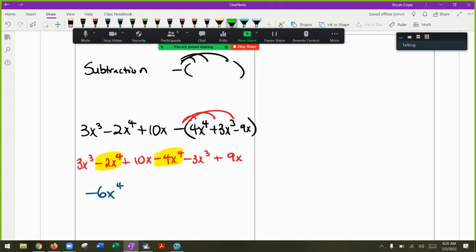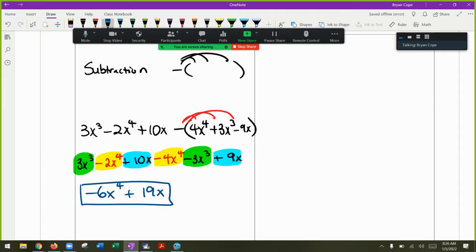Next one, we would combine these two, the 3x to the third and the negative 3x to the third. So that's a unique case where those are just going to go away, right? 3 minus 3 is 0, so that term is no more. And then the last term would be the 10x and the 9x, and those would combine to be plus 19x. So that would be your final answer.